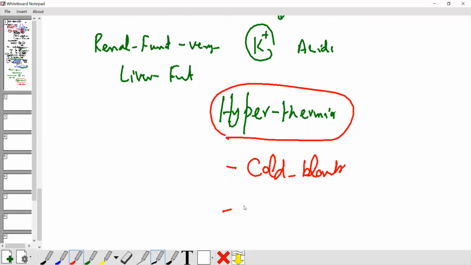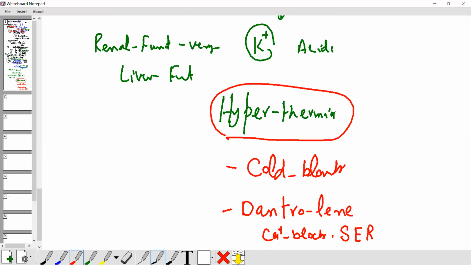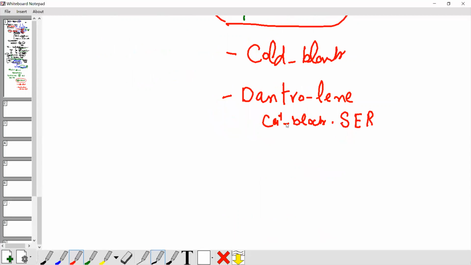Another drug we use, keep in mind this drug name: dantrolene. Dantrolene is a calcium blocker. It blocks the calcium channel present in the sarcoplasmic reticulum. You already know the calcium for muscle contraction comes from the T tubule and sarcoplasmic reticulum. But if you block this, what is dantrolene doing?